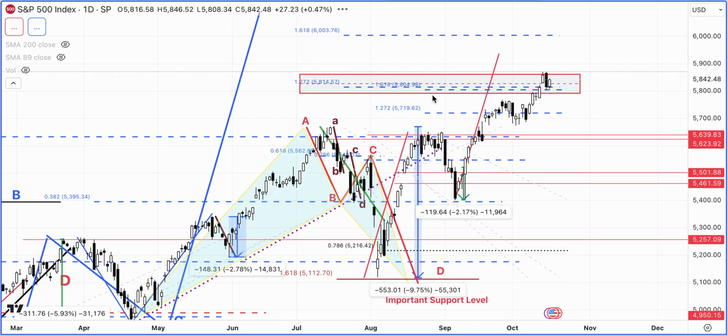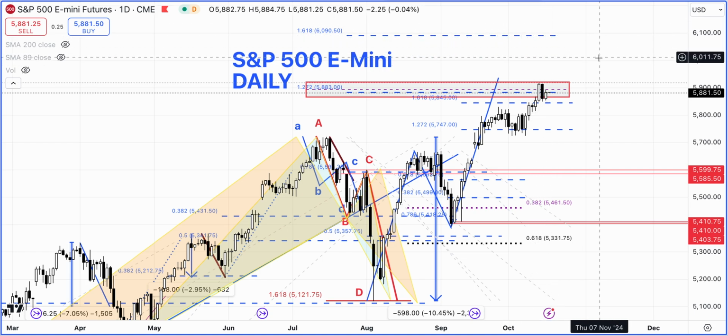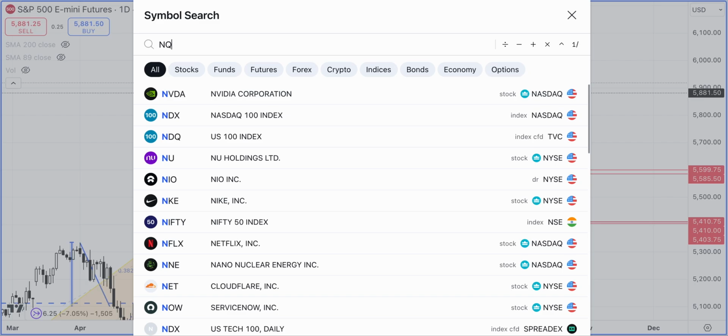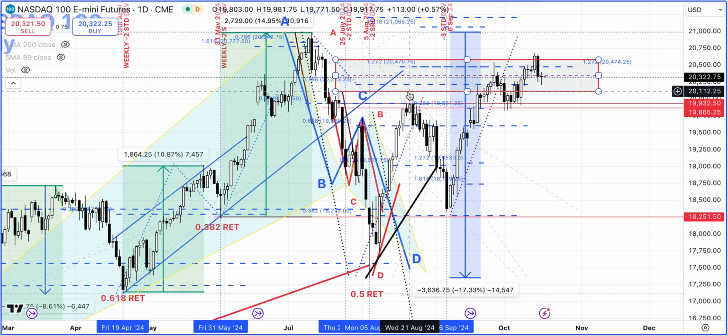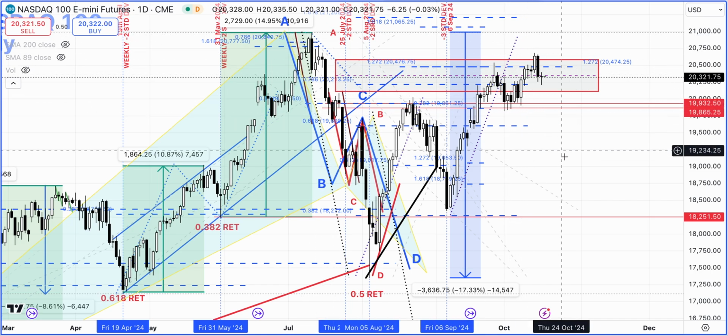And let's have a quick look at the futures, which are showing something similar. About 6,100 is possible, and the NASDAQ is right into this box here. It's still finding resistance from the 78.6% retracement, as can be seen. But the chances are it's going to go for the completion of this ABCD right here. So around 20,900, maybe attempting another new all-time high.